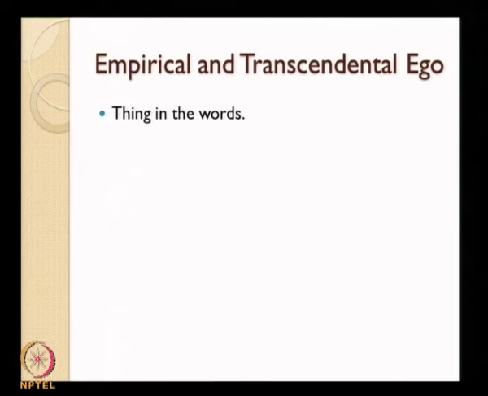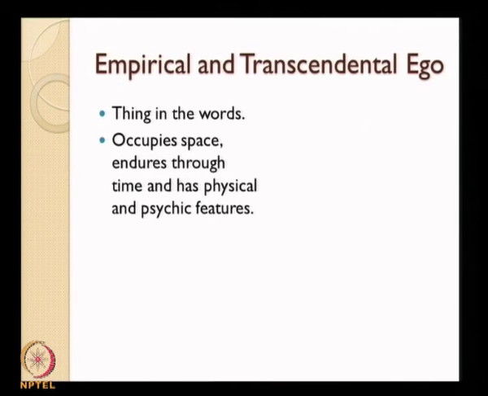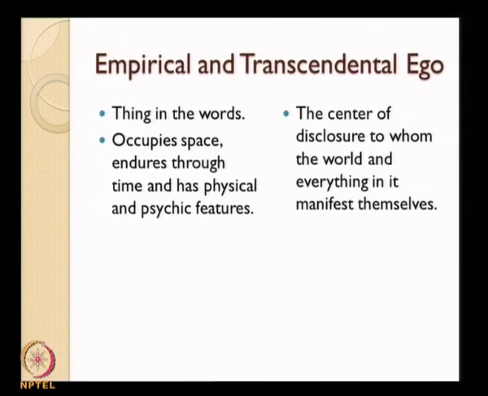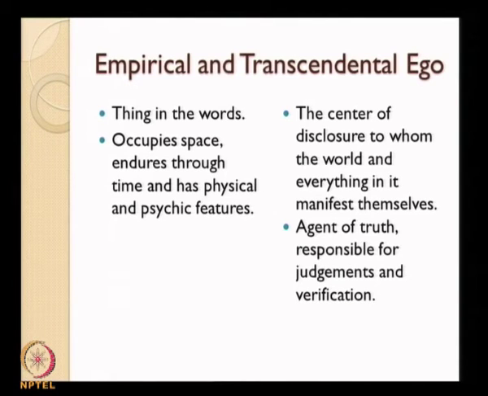The empirical ego is a thing in the world, occupies space, endures through time and has physical and psychic features. So, it is a spatio-temporal entity, it occupies a place and it exists at a particular time. On the other hand, the transcendental ego is the center of disclosure, that to which everything is given. It is at the center of disclosure to whom the world and everything in it manifest themselves. Without that, the world does not exist. It is a precondition of the world, agent of truth, responsible for judgments and verification. Everything is because of this ego, and it constitutes the world for me. So, it is a precondition of the world in that sense, not part of the world.